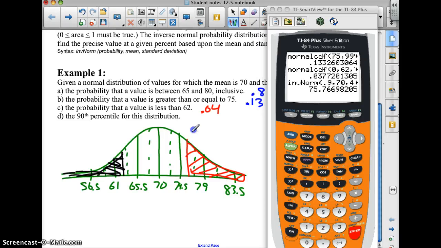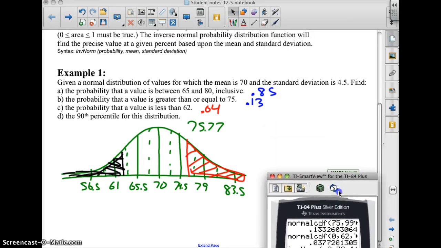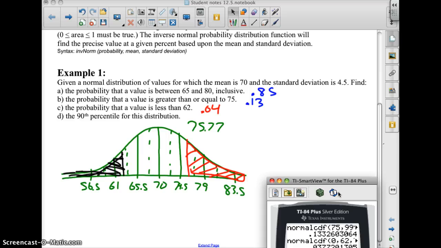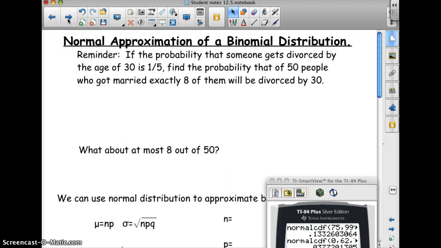So 75.77, something like that. There we go. That's how you can use your calculator to answer those questions. Next, I wasn't sure if I was going to present this or not, but it is one of our standards, so I'm going to go through it relatively quickly.